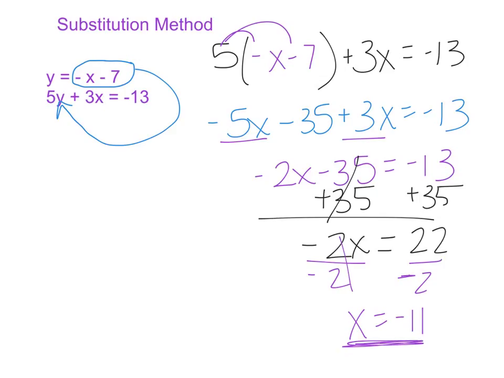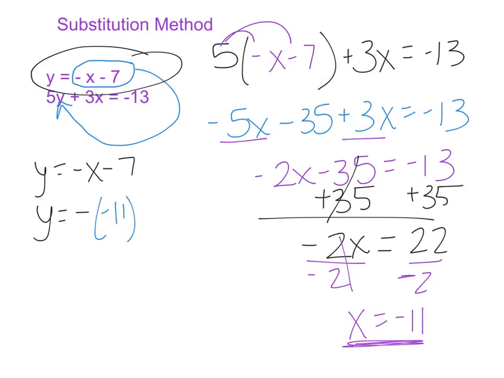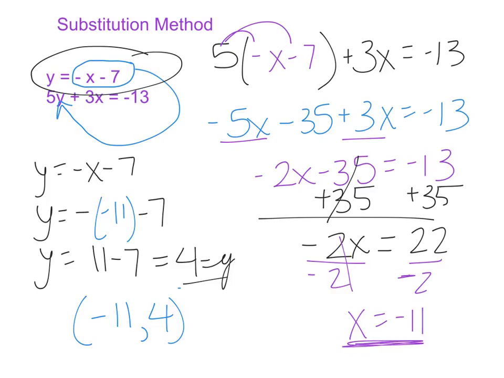So we're going to go back into that top equation there, y equals negative x minus 7, and now we're going to plug in negative 11 for our x. So we have y equals negative sign negative 11 minus 7. So y is equal to positive 11. A negative and a negative make a positive, minus 7, which is going to give us an answer of y being 4. And then when we go to write our answer, we are going to write it as an ordered pair. So in parentheses, we'll have negative 11, comma, 4. So when x is negative 11, y is going to be 4.